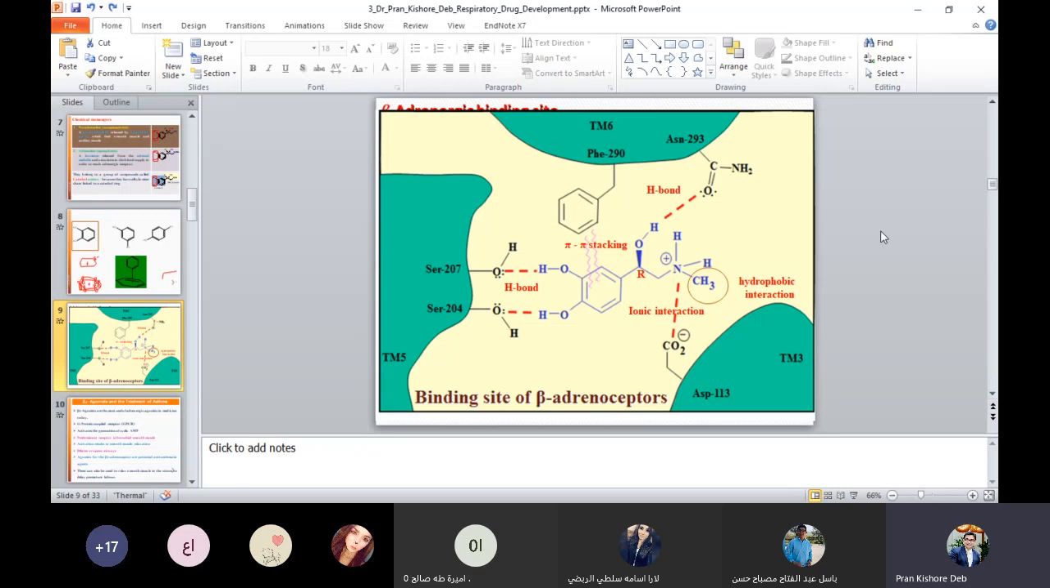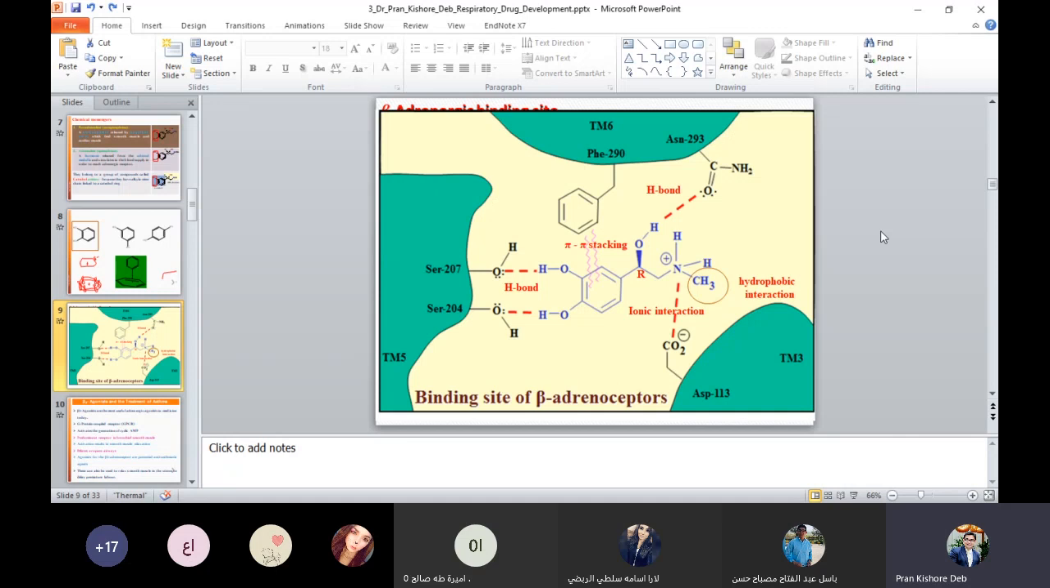So regarding OH, we have seen. Regarding aromatic OH, the key word is they must be in the catechol form to be able to form two hydrogen bonding interactions with serine 207 and 204. Regarding alcohol OH, it must be in the R form to remain above the plane so that it can form hydrogen bonding interaction with the ASN 293. So these are about the hydrogen bonding.